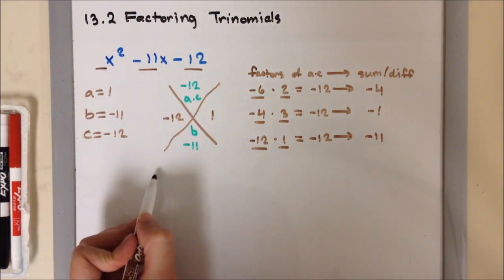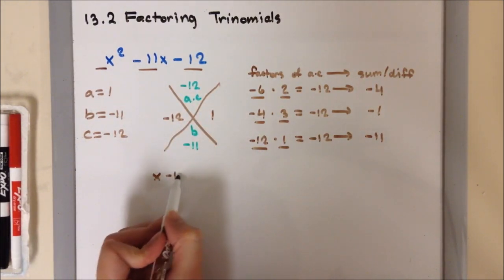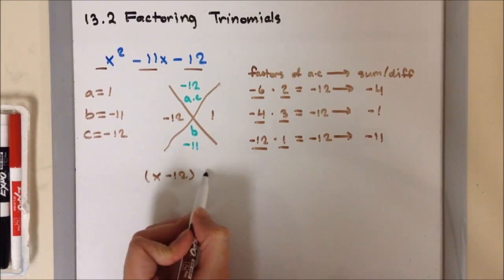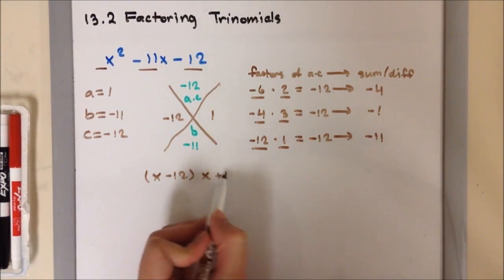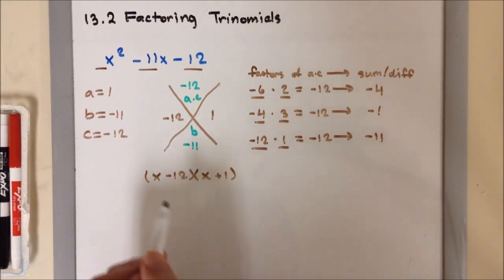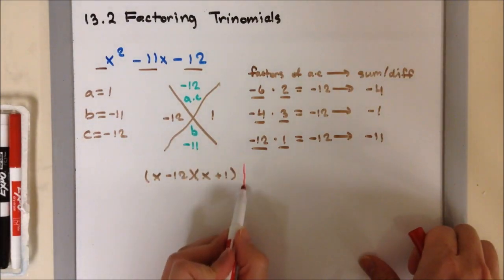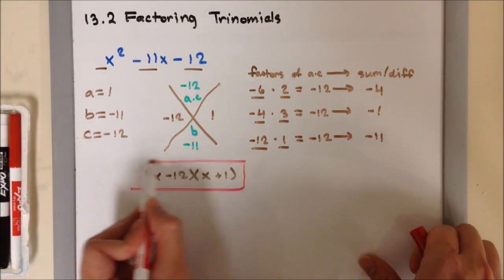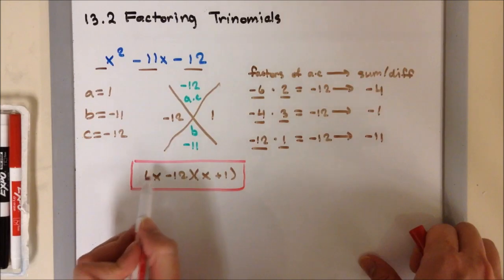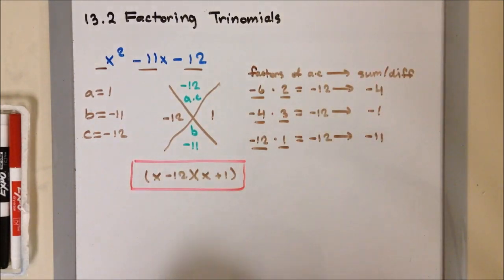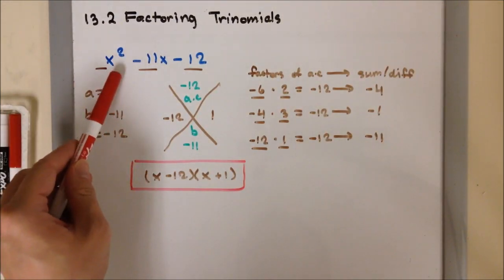So I'm going to just put it in factor form. X minus 12, and then x plus 1 because it's positive. Here's my factors, or my factor form, and then this is my final answer. To double check, you can always FOIL and see if it matches with the original trinomial.